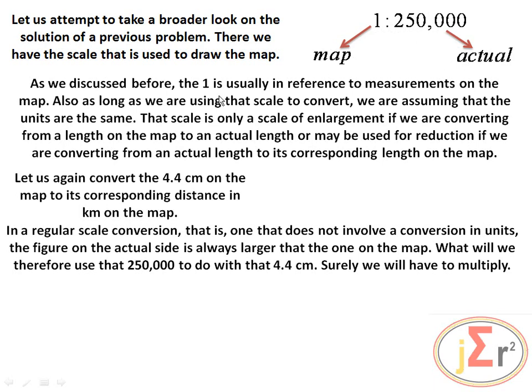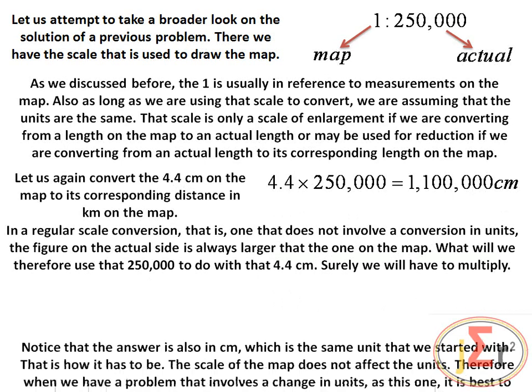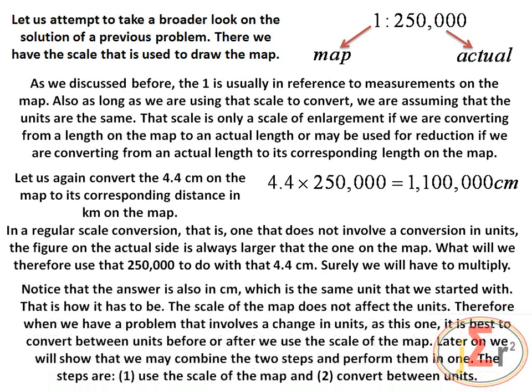Surely we will have to multiply, because we have this 4.4 centimeters on the map, and we are making a conversion to actuality, and the figure on the side of the map is 1, and the figure here is 250,000, which is the larger figure. Therefore, if we are converting in this direction, the figure that we end up with has to be larger. So we multiply, and there we have our 1,100,000. Notice that the answer is also in centimeters, which is the same unit that we started with. That is how it has to be.